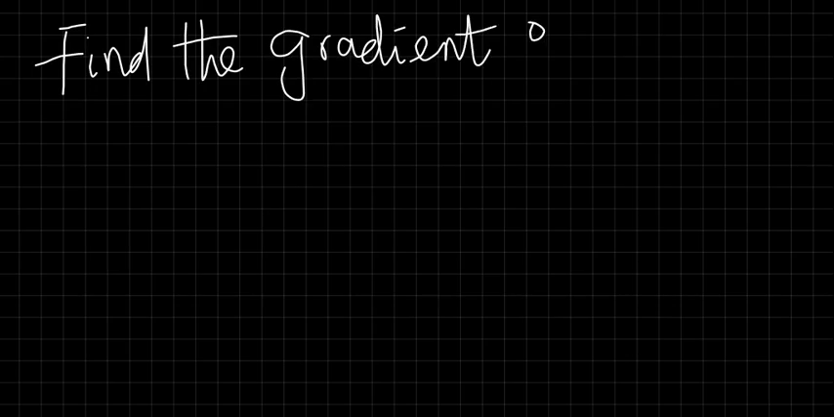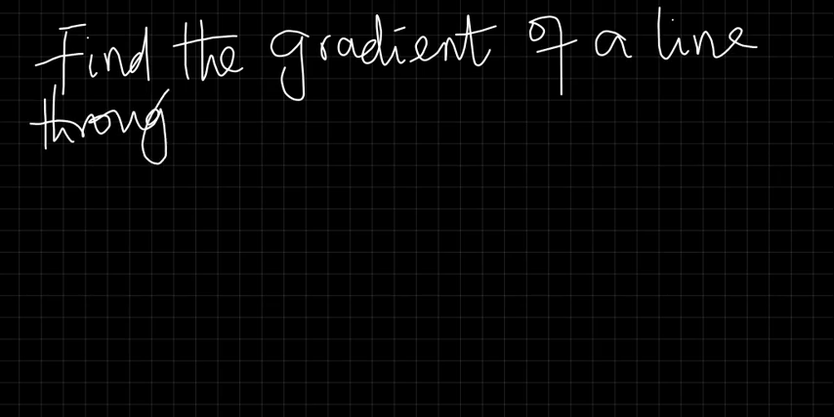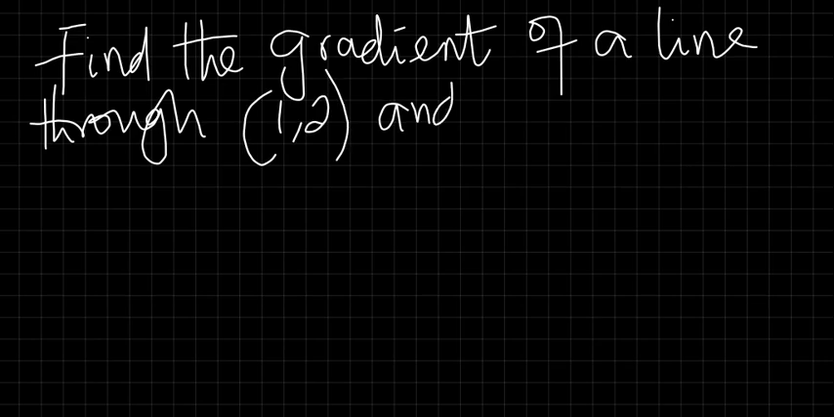This question is very simple. Find the gradient of a line through the points (1, 2) and (4, 11). To solve this question is very simple.